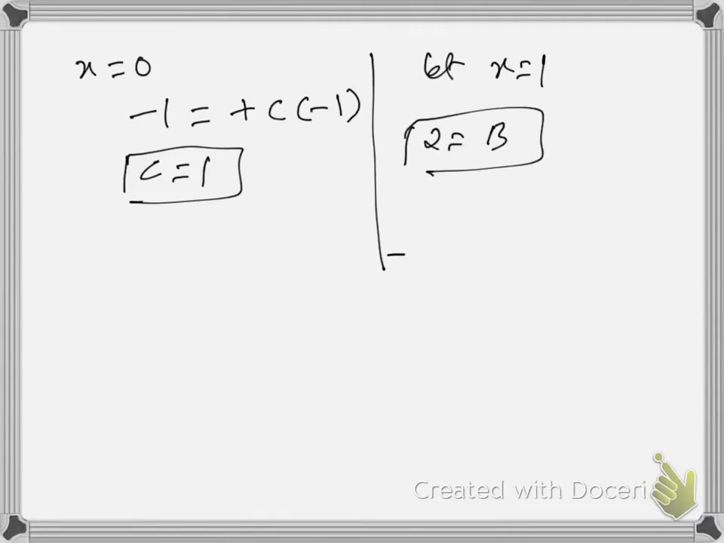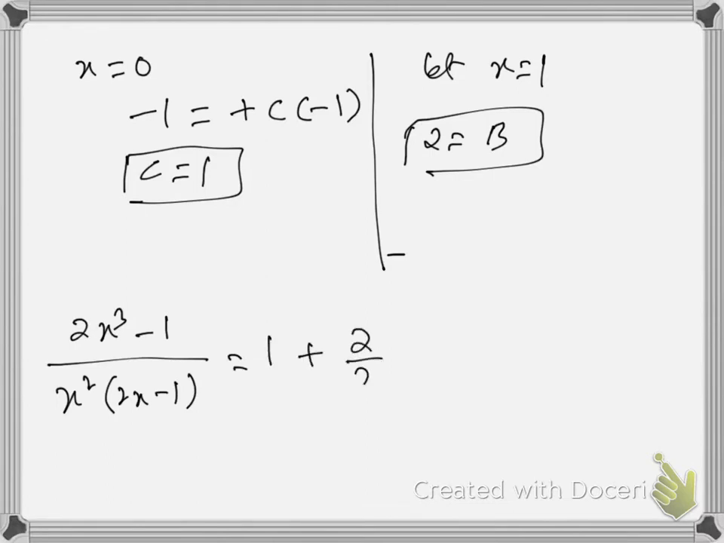Now substitute all the values of the unknown constants into equation number 1. Therefore the fraction will be 1 + 2/x + 1/x² − 3/(2x − 1). This is the partial fraction of the fraction (2x³ − 1)/(x²(2x − 1)).